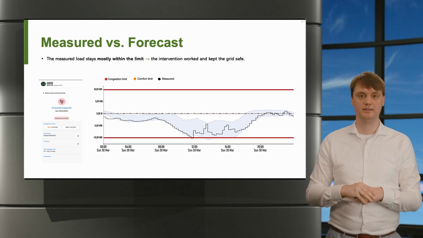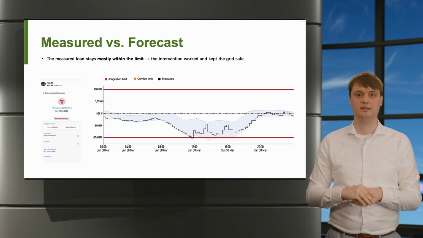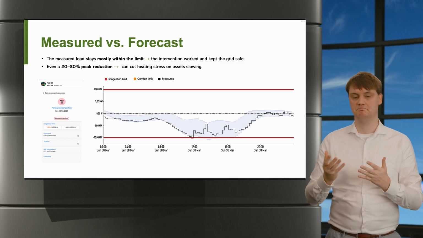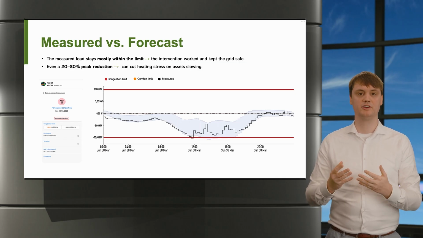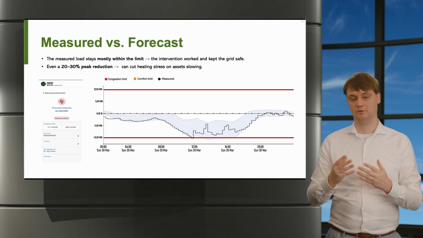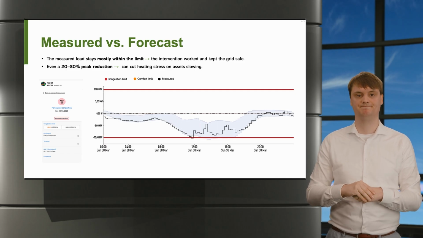Also an important reminder, heating is what ages your assets, and heating goes with the square of the current. So if you lower your peak current by 20 to 30%, the reduction in heating can be very considerable. That's why peak reduction and also peak height matters so much.